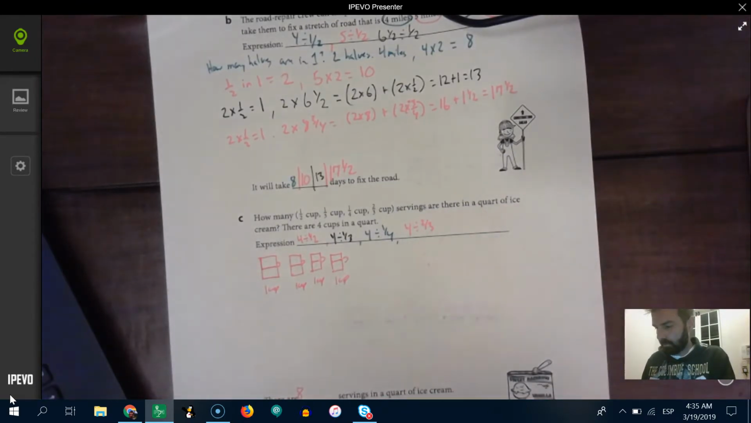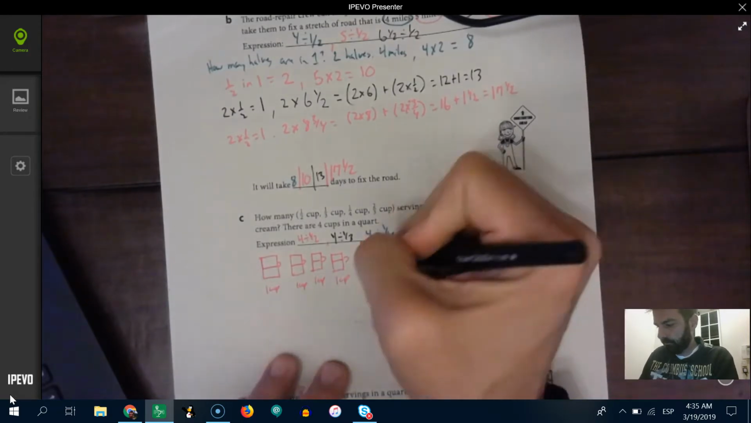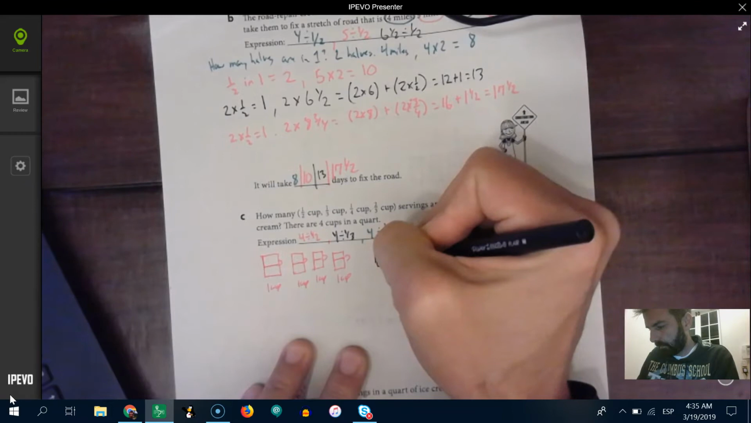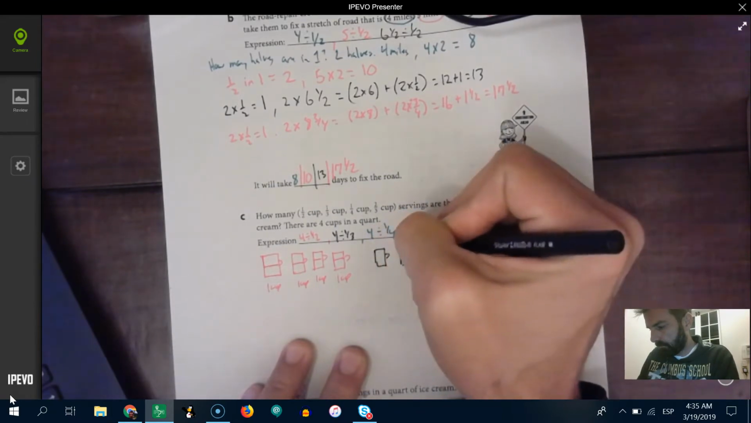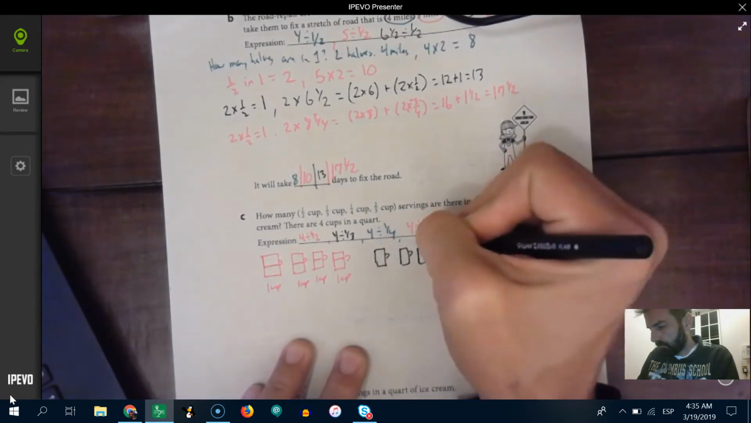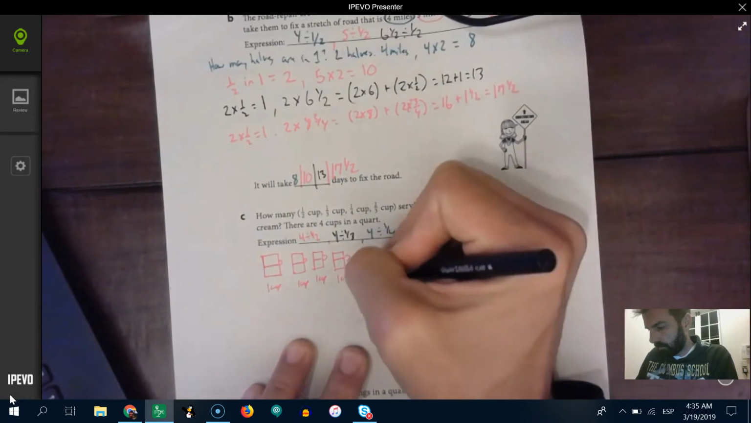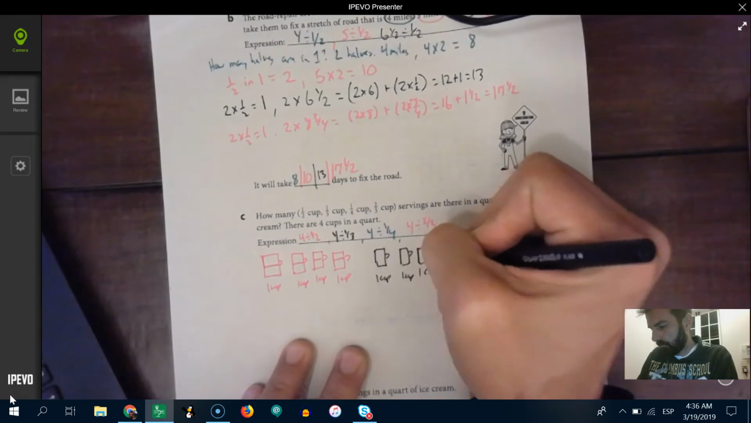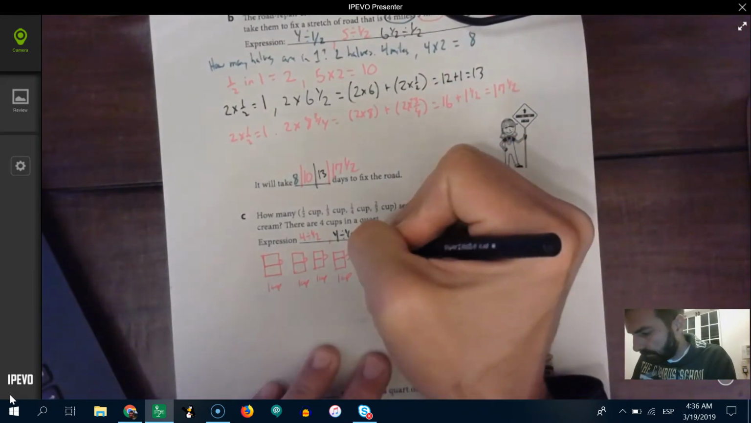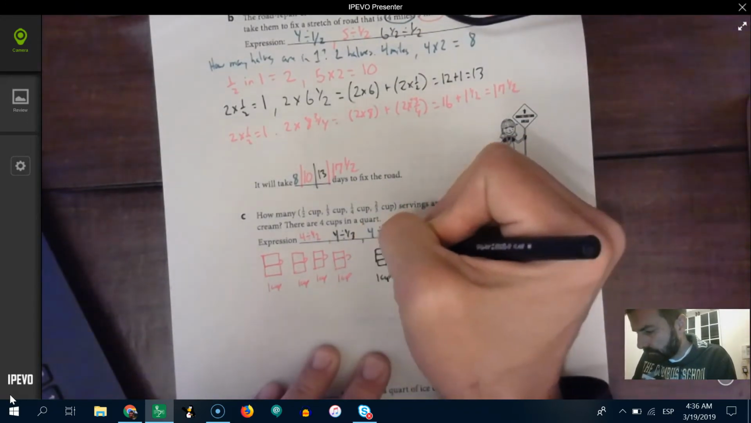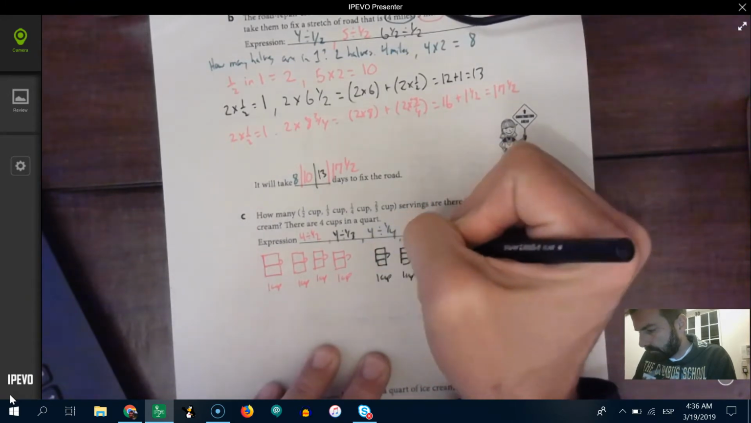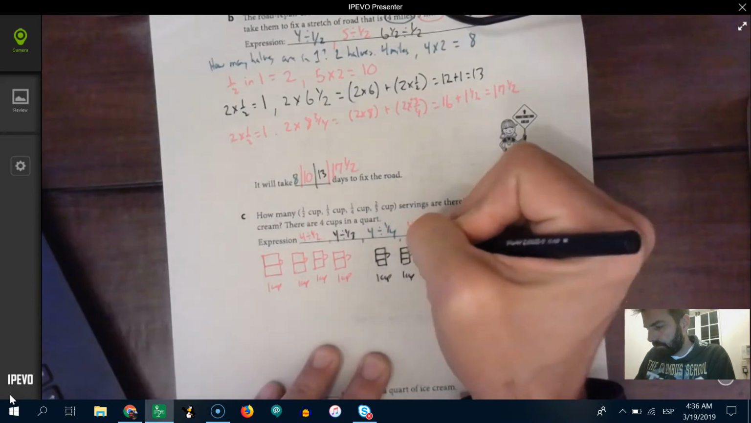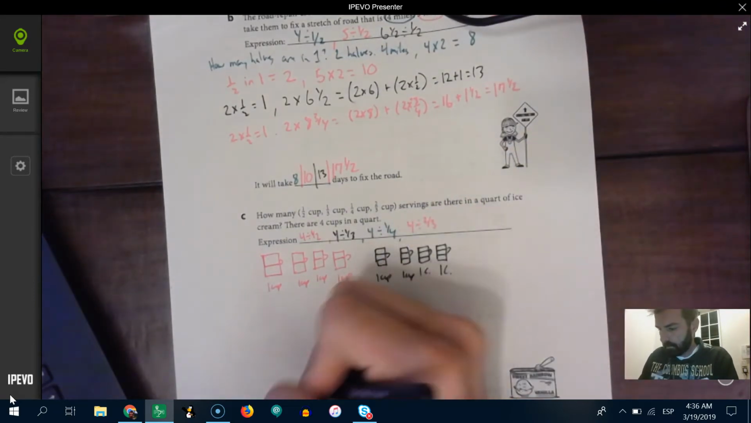If I looked at thirds, I'm going to do that again and make my cups. One cup. And then I'm looking at how many thirds. So that's 1, 2, 3, 4, 5, 6, 7, 8, 9, 10, 11, 12.